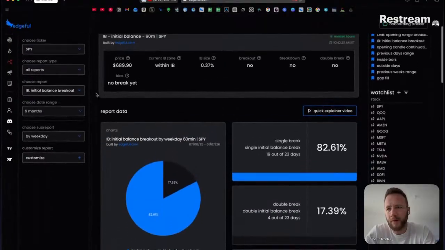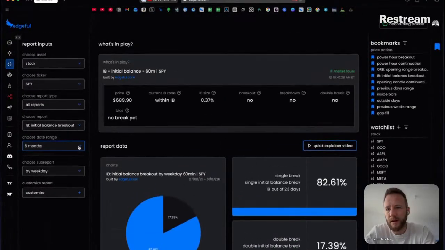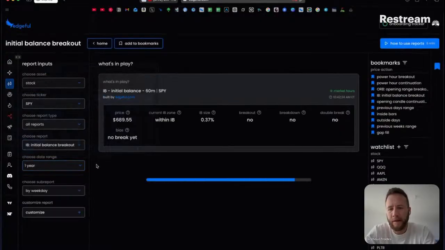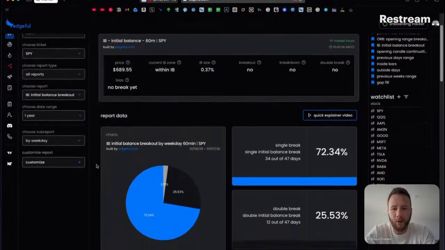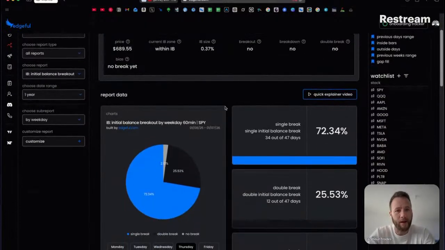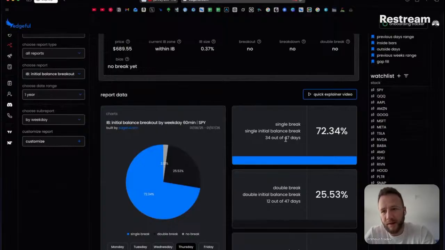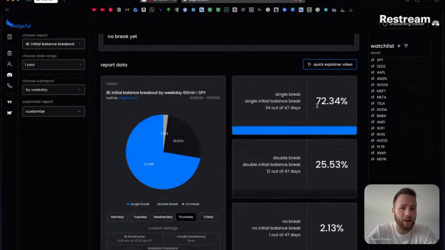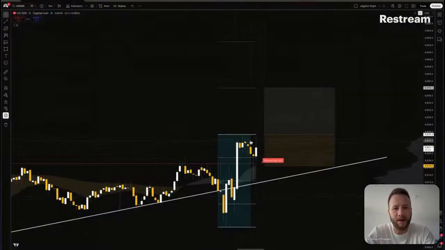You might want more data, so maybe we can go over here on the left side of the screen, choose the date range and select 1 year. That will change the report so the data will be bigger. So now we've got 47 Thursdays covered here. You can see there's still a 72% chance in the last year, every Thursday, that there's only been a single break. Of course, double breaks do occur, at 25%, but you can see there's a 2% chance it stays within this box on the day.